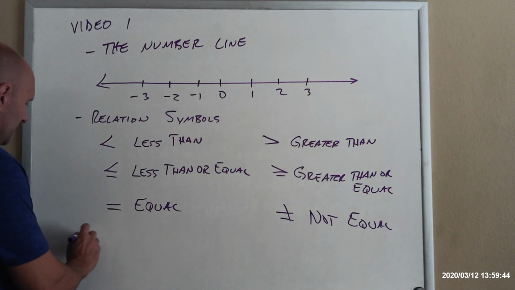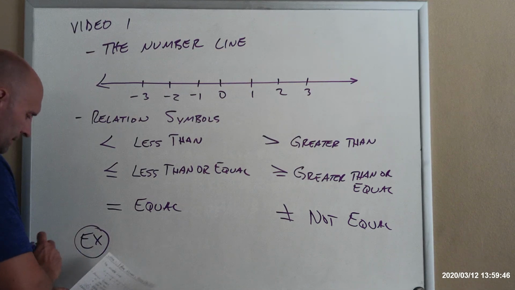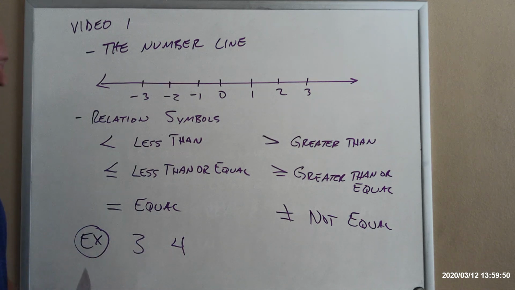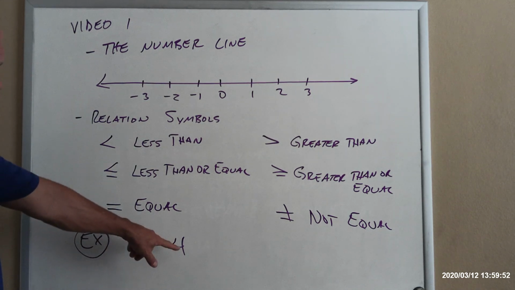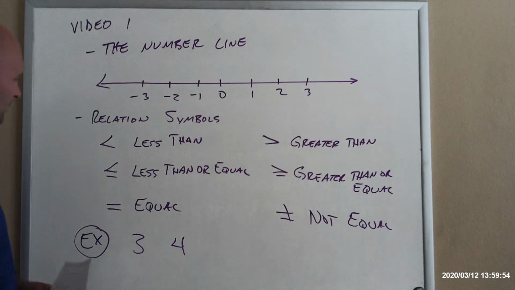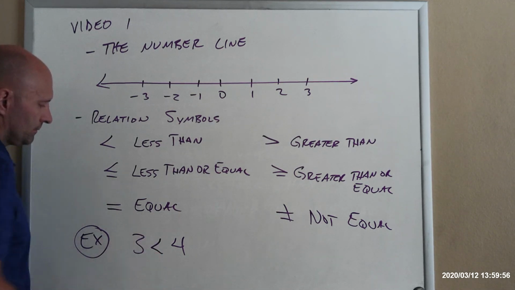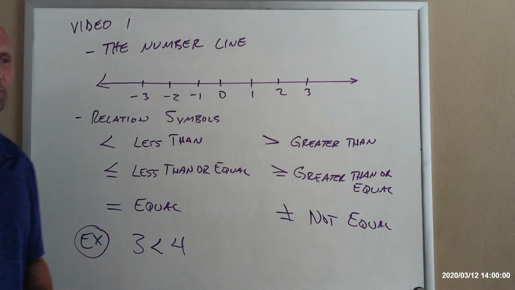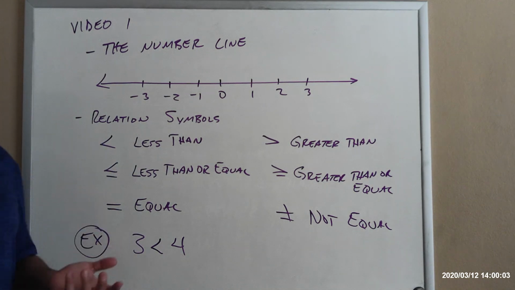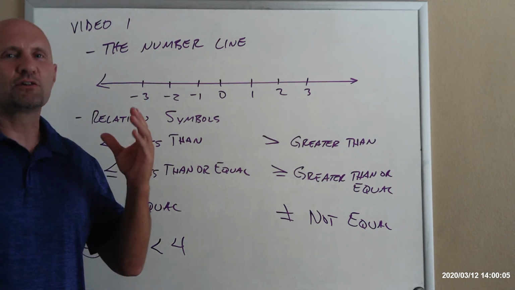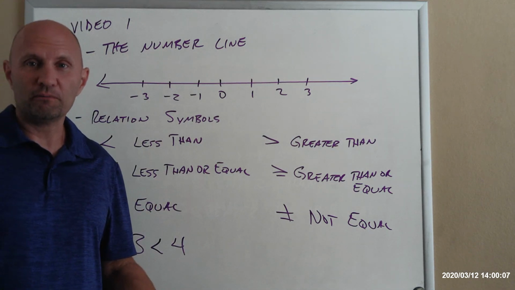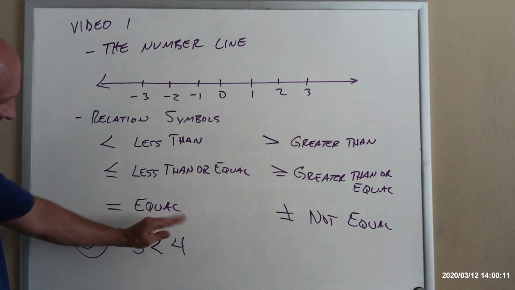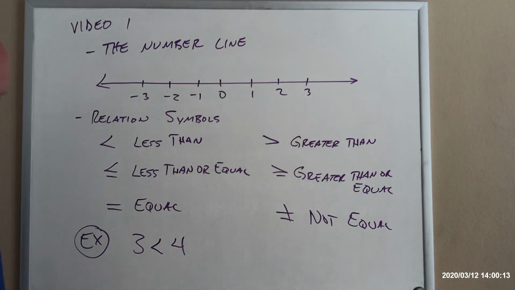So a couple examples here. If I have 3 and 4, 3 is less than 4, so I would be using this symbol here. Going back to elementary school, when we first learned these symbols, what they told us to think about is that the crocodile eats the bigger number. If you remember that? Think of this like the crocodile mouth eating the bigger number. It's eating the 4.